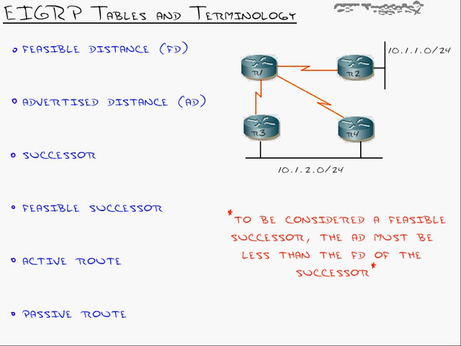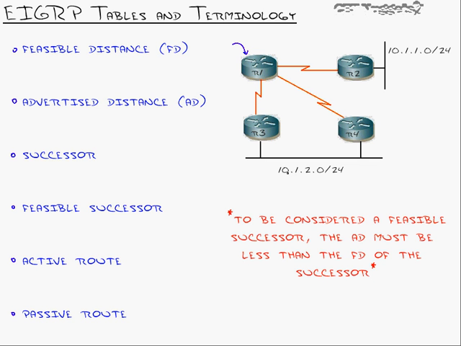The first 2 describe how far away a route is. You see feasible distance and advertised distance. Now, feasible distance is how far it is away from you as a router. So if I were router 1, sitting right here, I would see network 10.1.2.0 down here as being a specific feasible distance away.